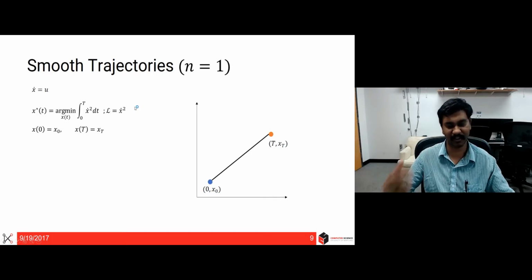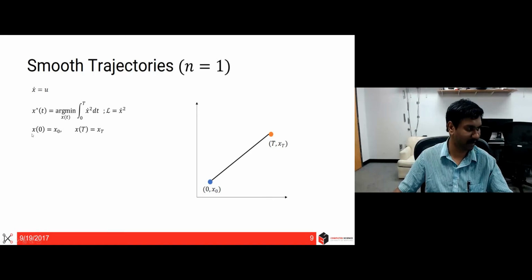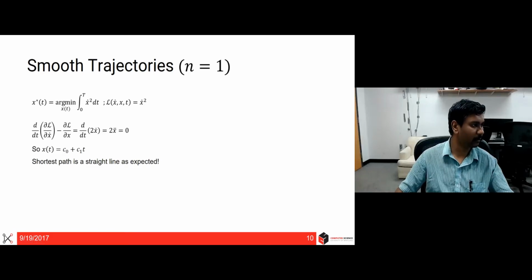This is basically representing how we define the smoothness of the trajectory to be. So again, as we defined before, x of 0 is equal to x0, and x of t is x sub t. Cool. So let's move on.